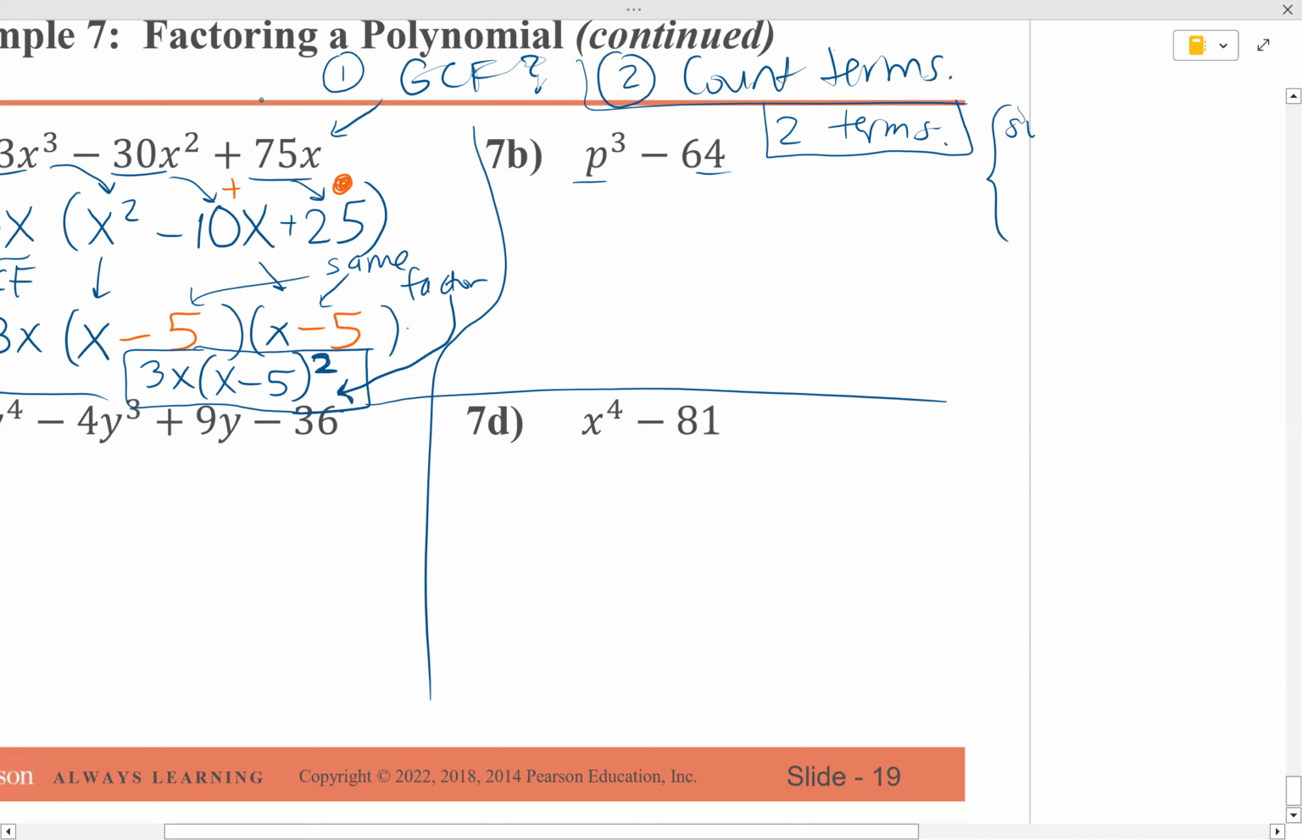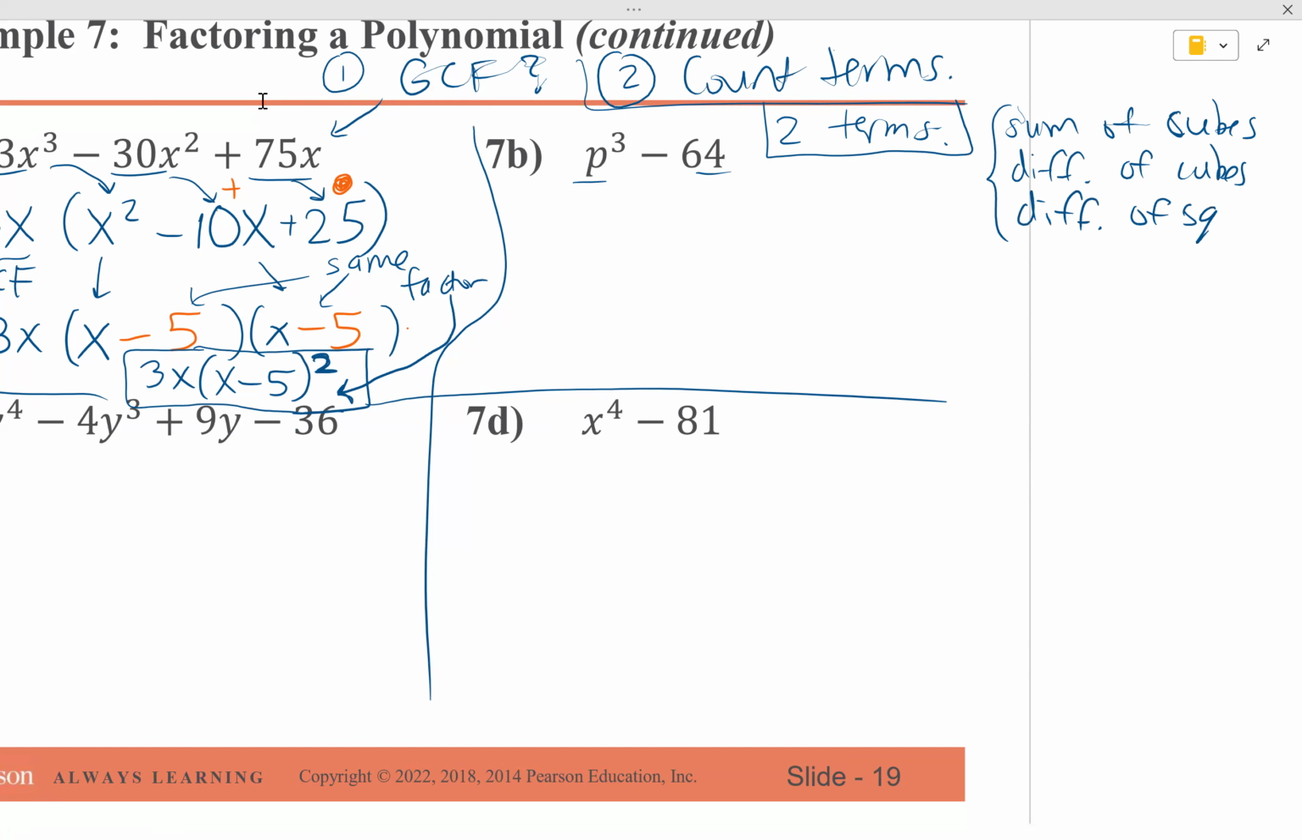It's either the sum of cubes, difference of cubes, or the difference of squares, because we said there is no technique for sum of squares. Sum of squares cannot be factored. So one thing I can say is, is this a couple cubes or is it a couple squares? 64 is a tricky guy because he is something squared and he's also something cubed. 64 is 8 to the 2nd power. He's also 4 to the 3rd power. So he's not going to help us.